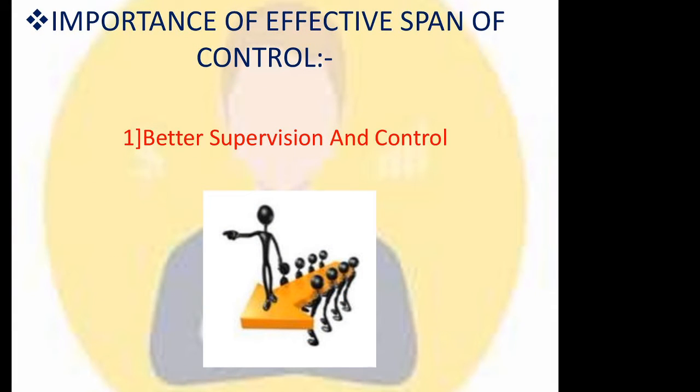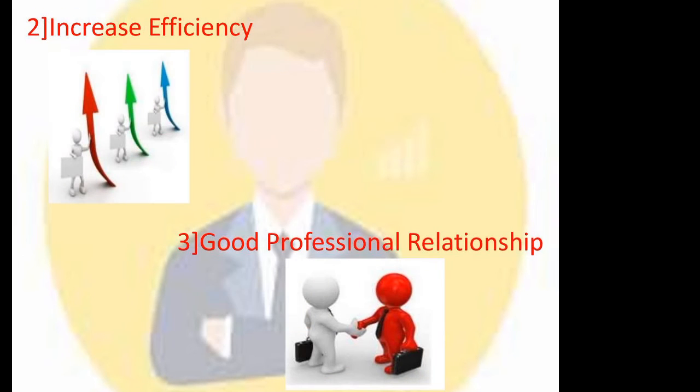And the importance of effective span of control is you will be having very good supervision and control, and an increase in efficiency of the workers. There will be an increase in efficiency of not only workers but also the managers. And the third point is there will be a very good professional relationship, because technically they'll be giving guidance, so they'll be having a very good professional relationship.